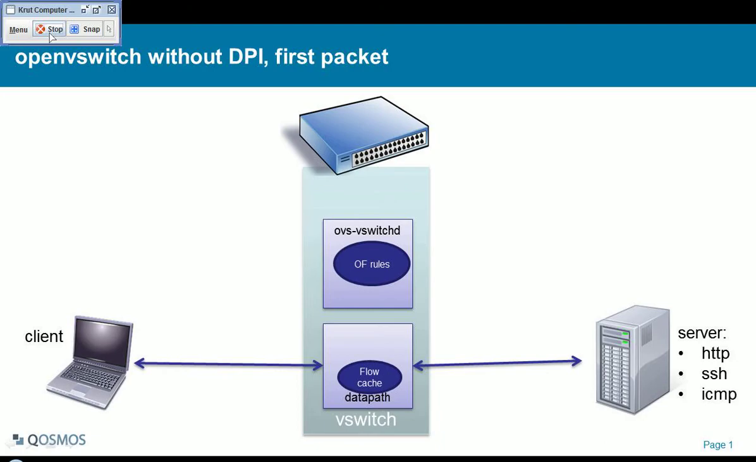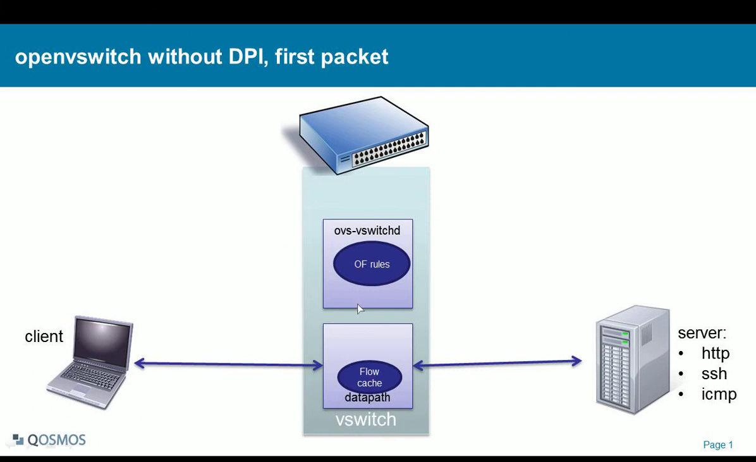Hi, this is Franck Baudin from Cosmos, and I would like to explain how the DPI engine has been integrated within Open vSwitch in order to respect its current architecture and to make the best use of the datapath in order to keep high performances. So let's first have a quick recall about how Open vSwitch is designed.